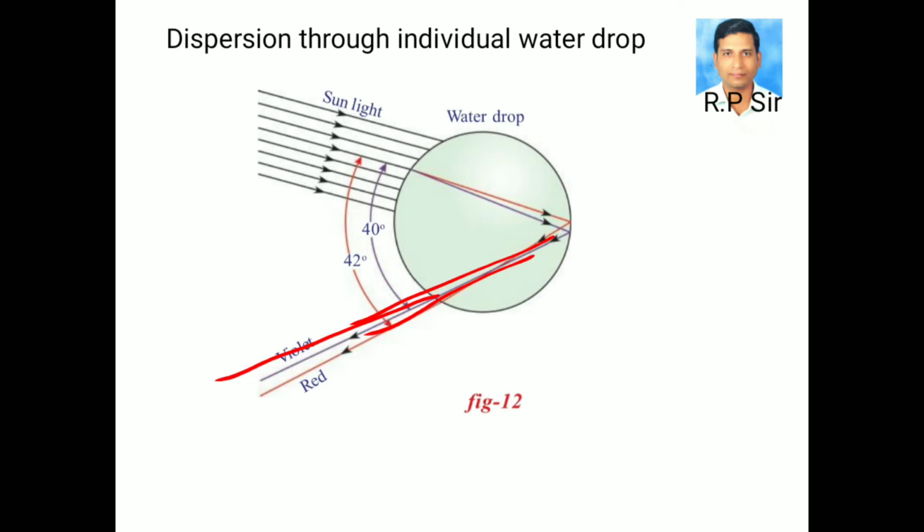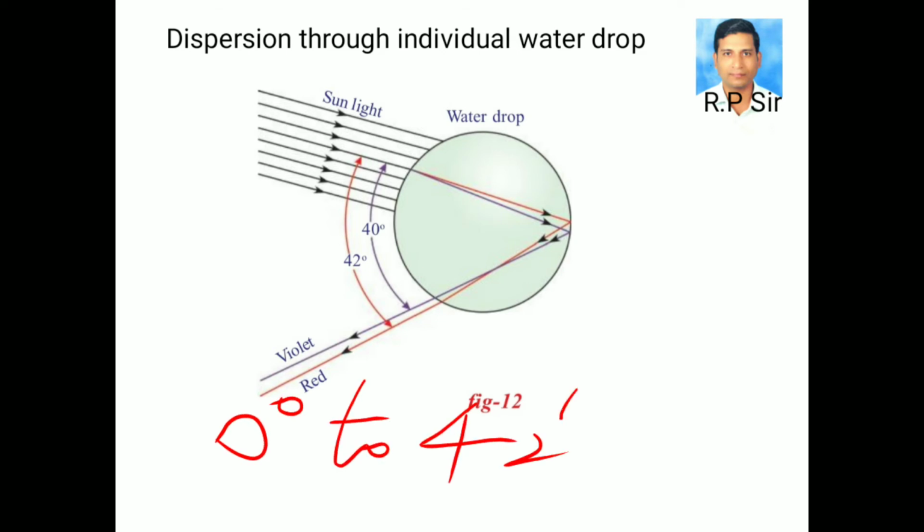At the second refraction, the angle between the violet and red further increases when compared to the angle between those at the first refraction. The angle between the incoming and outgoing rays can be anything between 0 degrees to 42 degrees. We observe a bright rainbow when the angle between incoming and outgoing rays is near the maximum angle of 42 degrees.